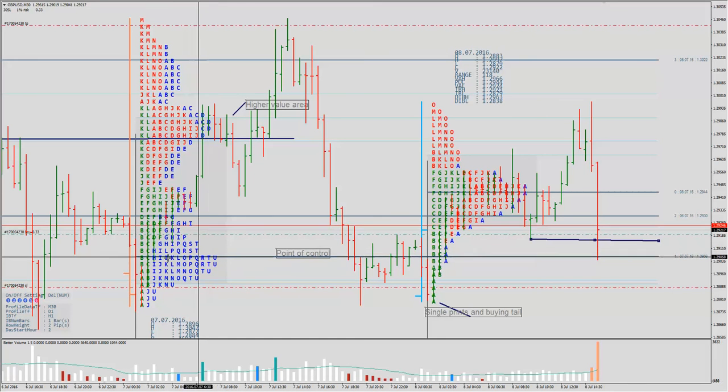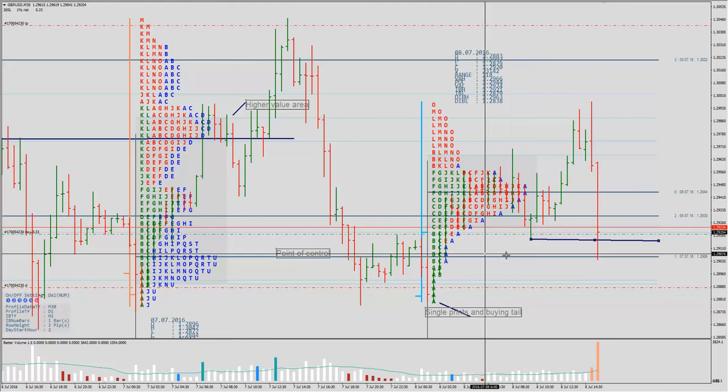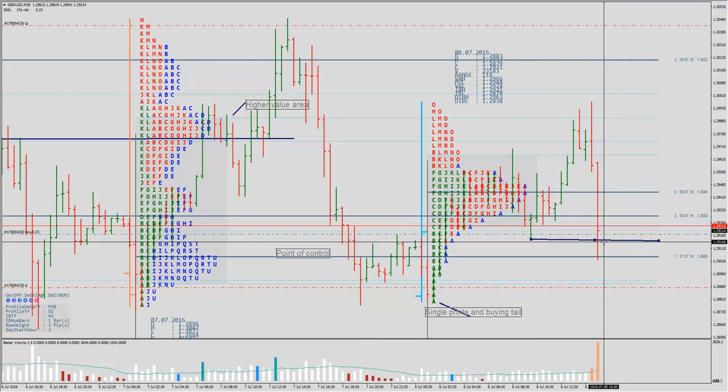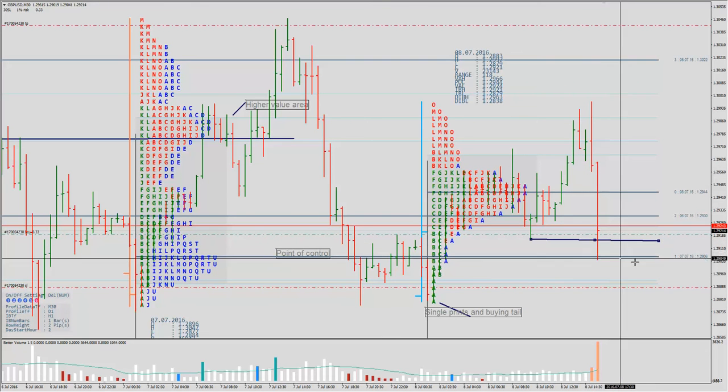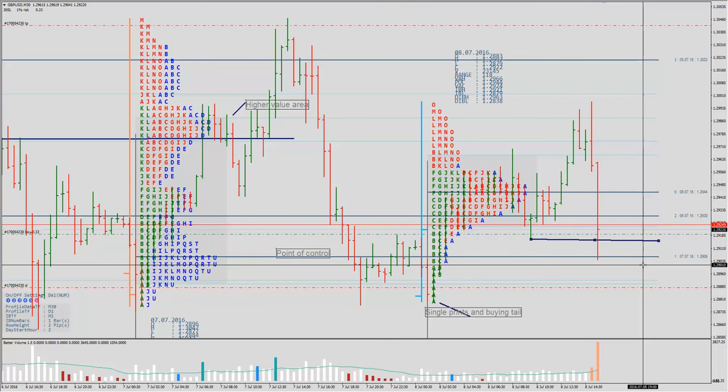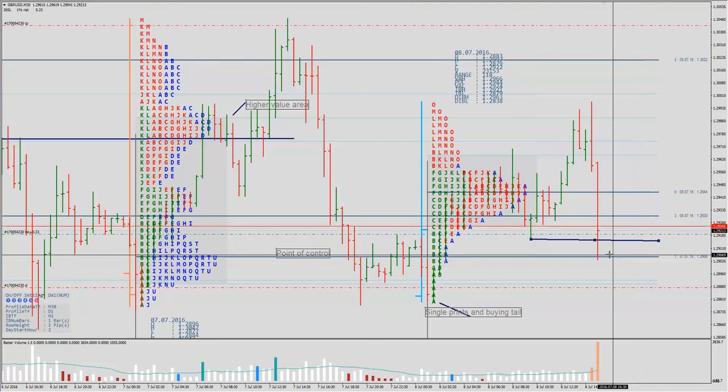You see how amazing this worked, like a magnet. Yesterday's point of control, the news came to this level exactly, 1.2906, and the price rejected from that point.